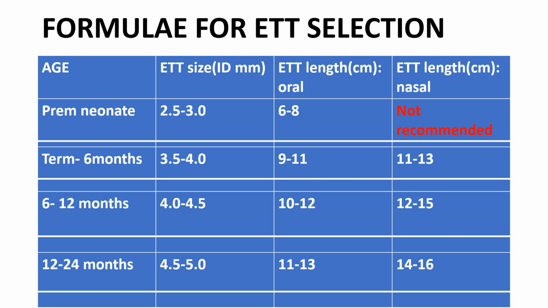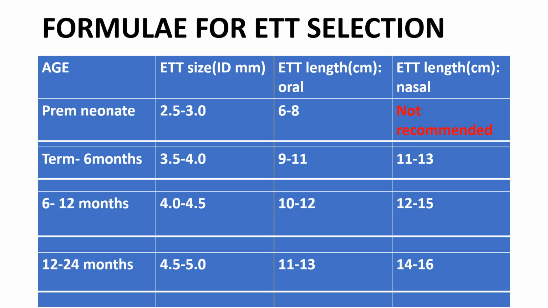For prem neonates, we use ETT size 2.5 to 3.0 with an oral length of 6 to 8 centimeters. For the nasal, it's not recommended because of their small and delicate nasal passages, which are at risk of trauma and bleeding. For term to 6 months old babies, we use 3.5 to 4.0.